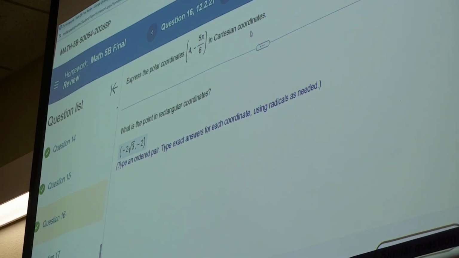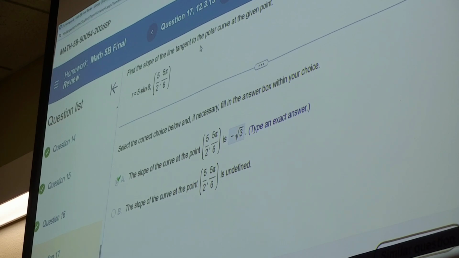Expressed in Cartesian coordinates. Oh, we've been studying this. So remember, x equals r cosine theta, y equals r sine theta. 4 is the r, negative 5 pi over 6 is the theta. So you just plug them into that and get these.